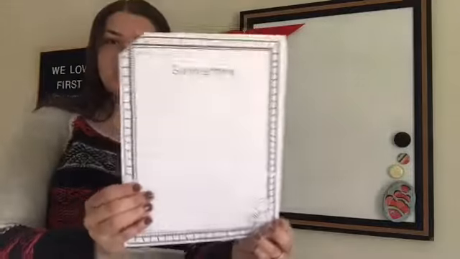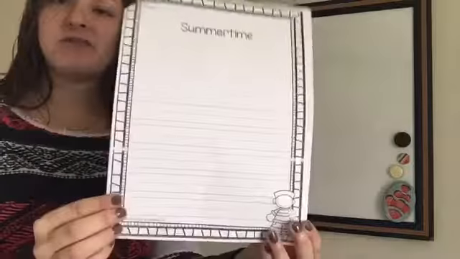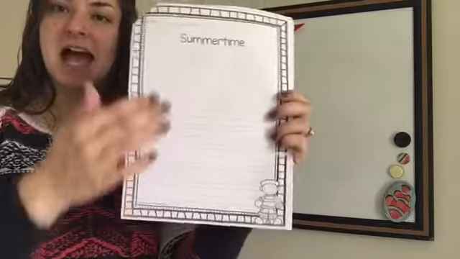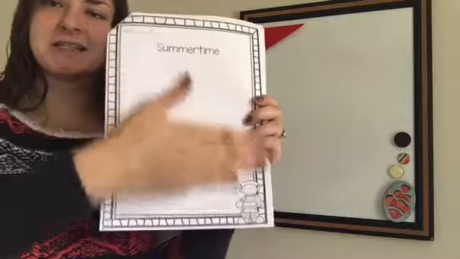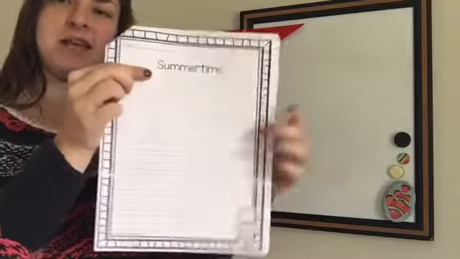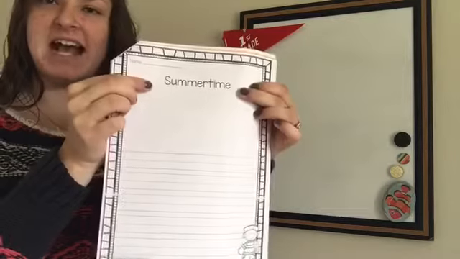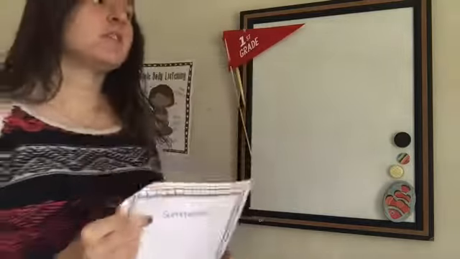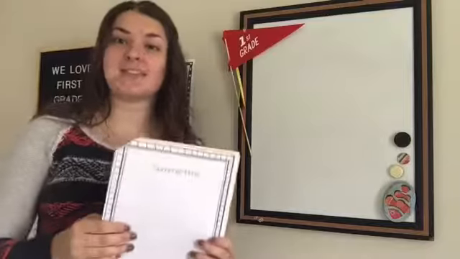So your paper is going to look like this. And it looks very similar to the writing papers we have in class. There's a picture piece and a writing piece. And the only real prompt that it has is summertime. So you're going to write anything you'd like to about summertime.